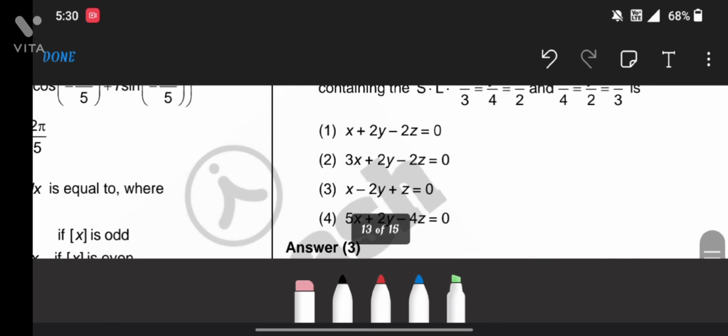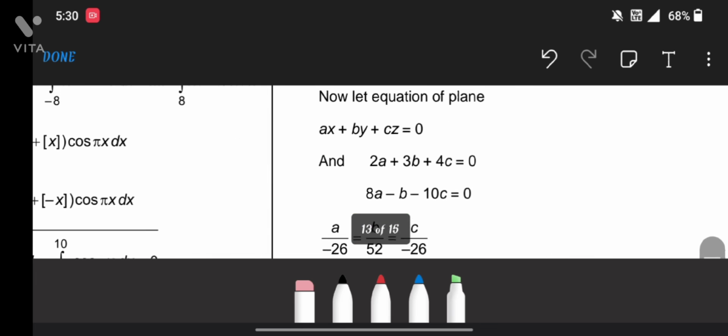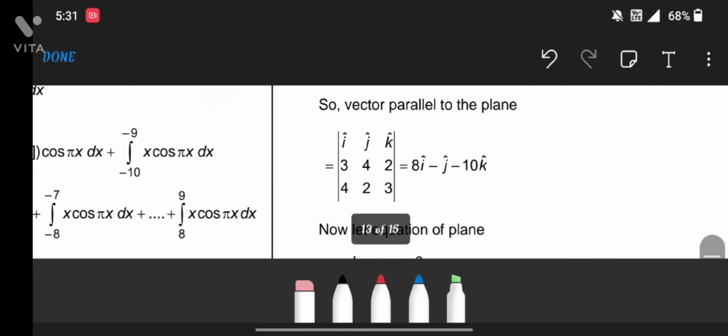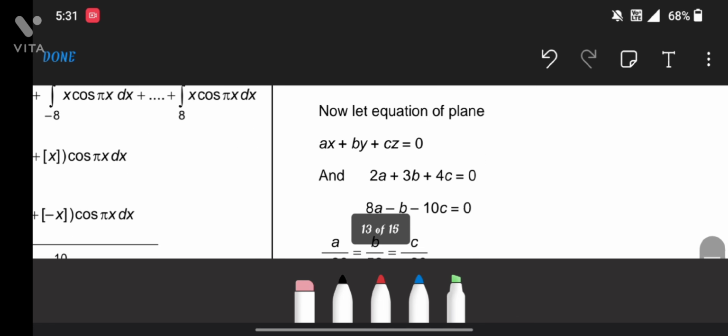Next, if we come to question number 23, given a1 is equal to b1 is equal to 1, an is equal to an minus 1 plus 2, and bn is equal to an plus bn minus 1. Find the value of summation n is equal to 1 to 15 of an into bn.